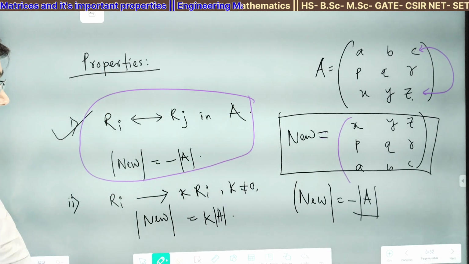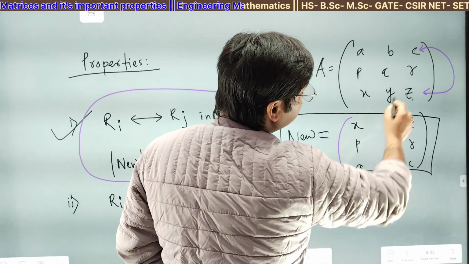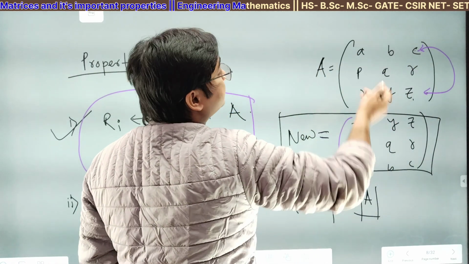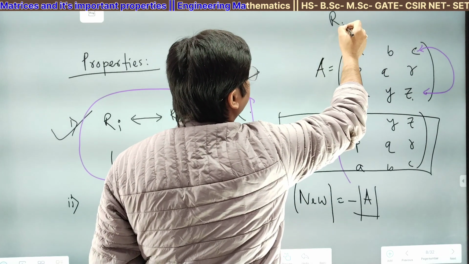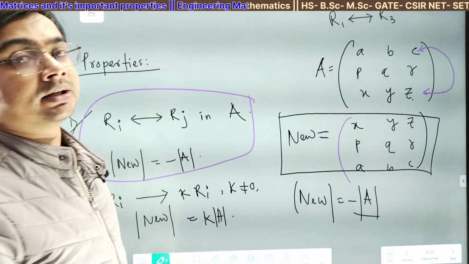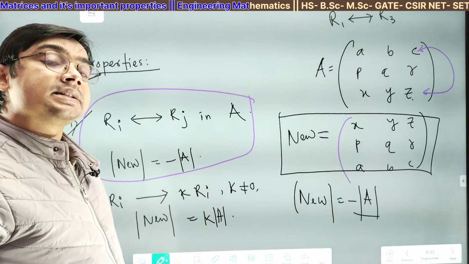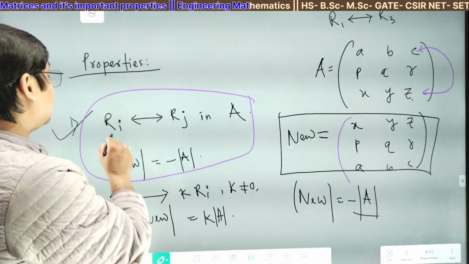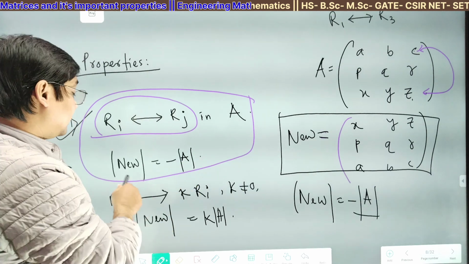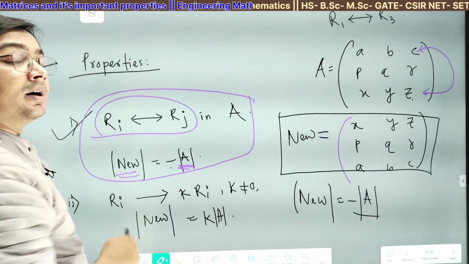Yes, and another thing you see here, this operation we write like this, R1 interchange R1 and R3. Yes, so we write like this. Suppose if we want to interchange the ith and jth row, then we write this way. Then the determinant of the new matrix will be minus of the determinant of it. So you must remember these properties.